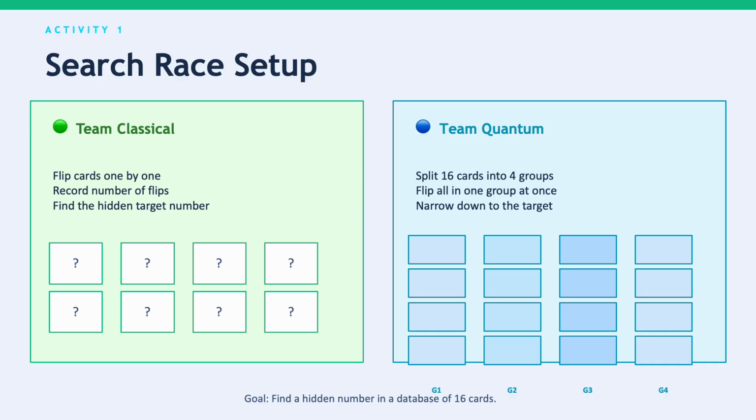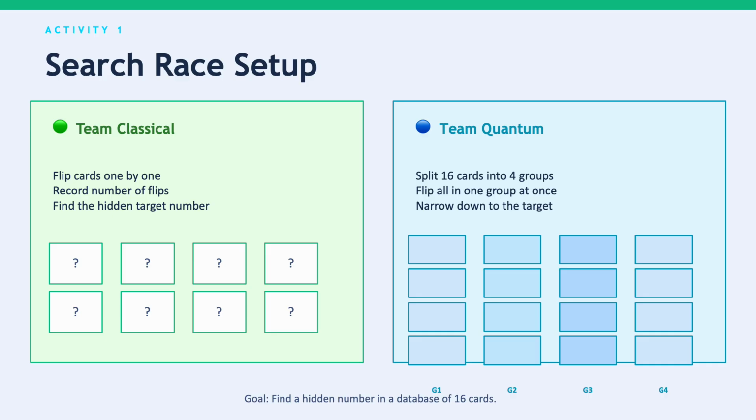Both teams are trying to find a hidden target number among 16 face-down index cards. The number could be anywhere. The cards are in completely random order. Team Classical will search the old-fashioned way, flipping cards one at a time. Team Quantum will use a different strategy that mimics how Grover's algorithm works, dividing the cards into groups and checking multiple possibilities at once. Both teams start at the same time and will track how many steps each team needs.